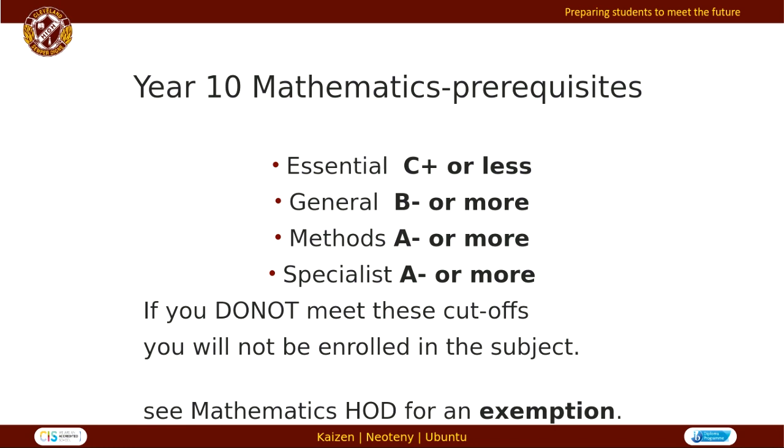So just repeating that, the 4 subjects there. So Essential is an applied subject. General, Methods, and Specialists are all general subjects, and they go towards an ATAR score. The prerequisites are guides. So if your student is close to one of those cutoffs and still wants to do the subject, the only requirement is an email or a phone call to me, just to say that you would like your student to be enrolled in General, Methods, or Specialists for next year.